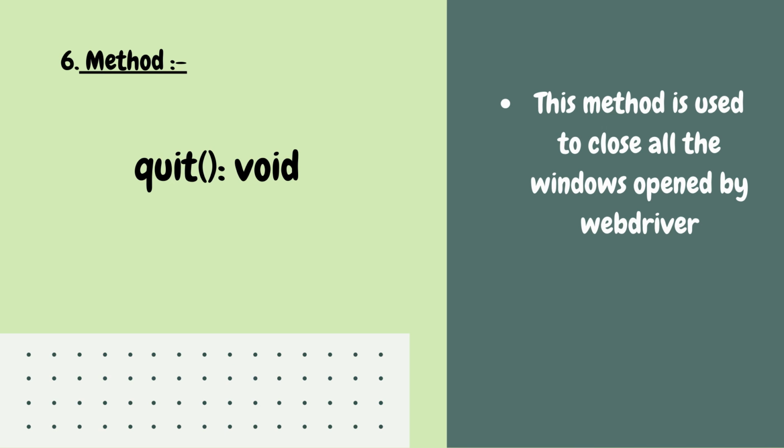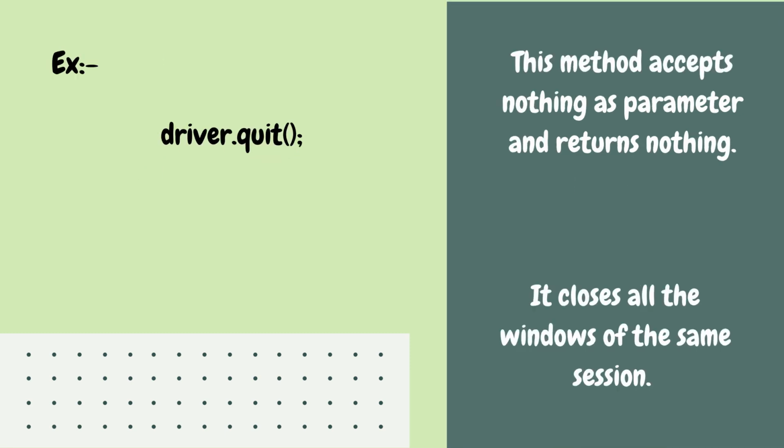Now comes the sixth method, quit. This method is used to close all the windows opened by the WebDriver. Its syntax would be driver.quit. This method accepts nothing as a parameter and returns nothing. Suppose there are two Chrome sessions open, then it will close all the windows of the same session where currently the WebDriver is focusing.